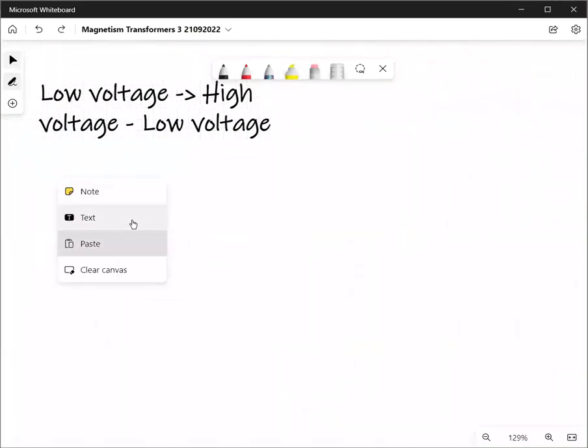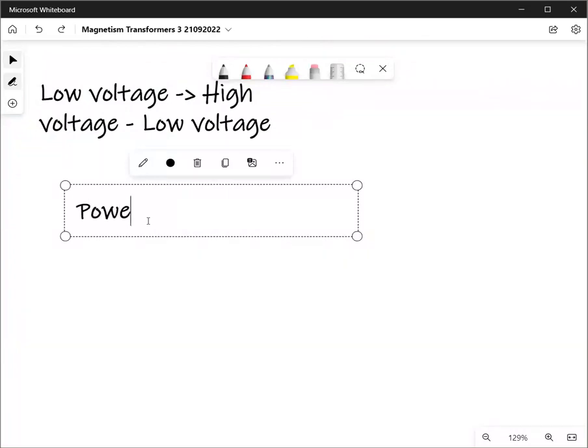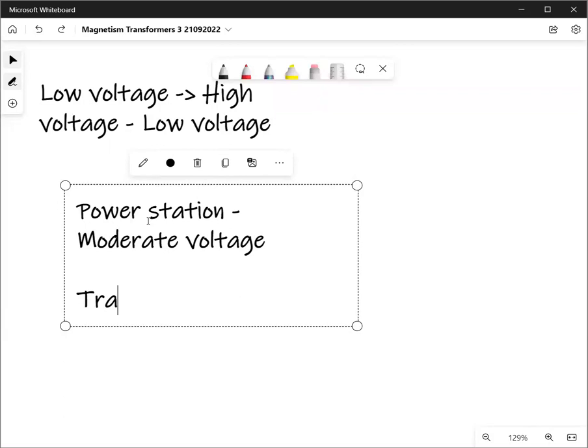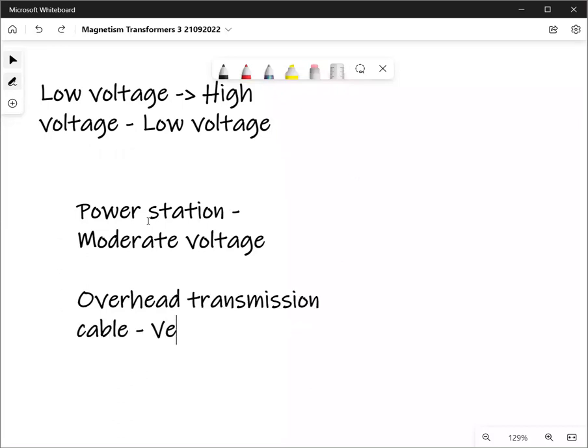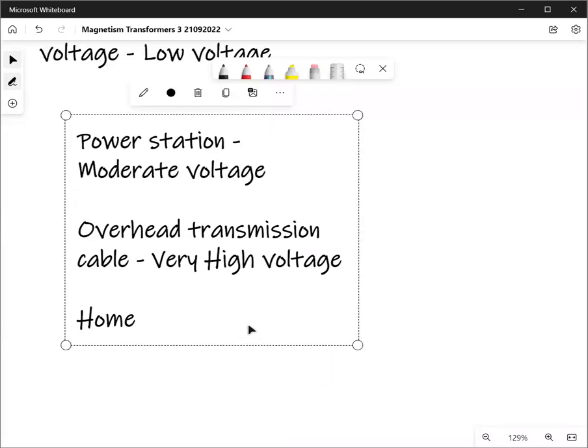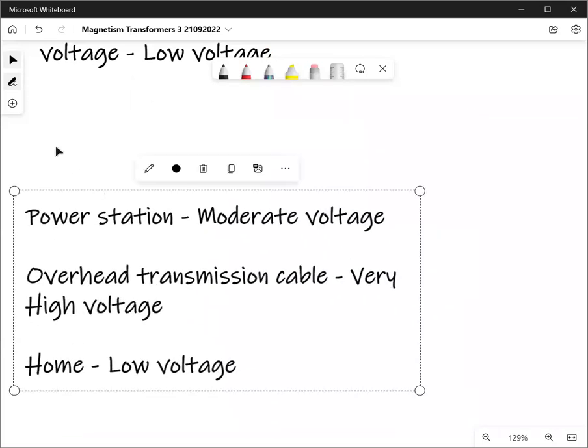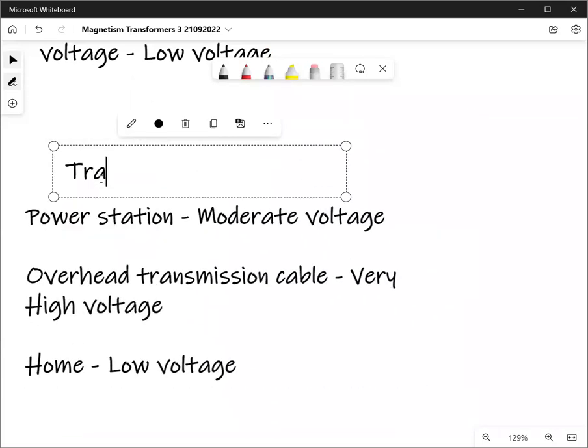Now I'm going to write it here. Power station. Write it in your notebook. Power station, moderate voltage. Transmission, overhead transmission cable, very high voltage. Home, low voltage. Now write it in your notebook and give the title transmission of electricity.